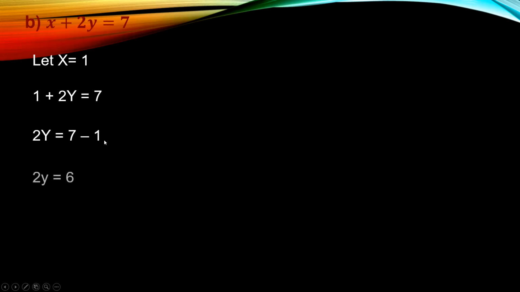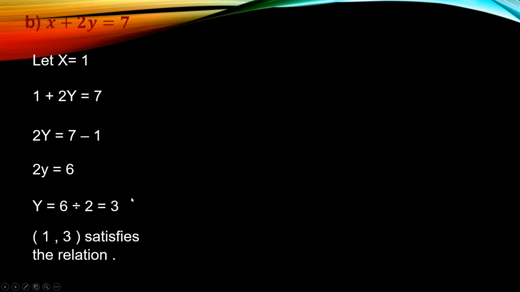So 2y equals 6. To get the value of y, we will move 2 to the other side with a different sign. Here it means 2 times y. To move 2 to the other side with a different sign, it will be divided. So y equals 6 divided by 2 equals 3. So this ordered pair is 1 and 3.